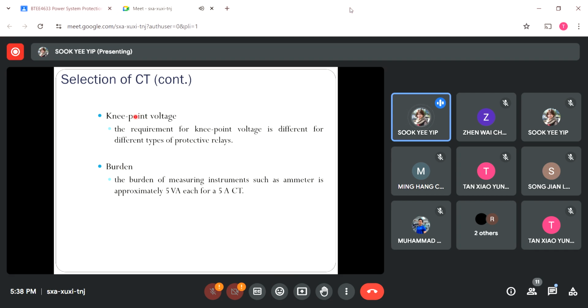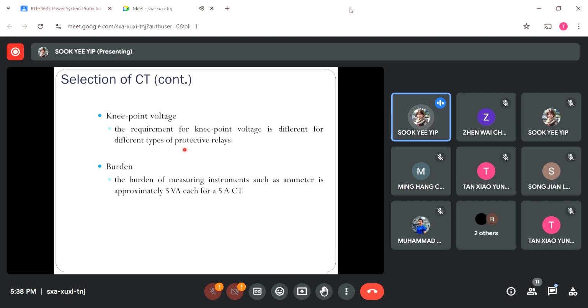In terms of knee point voltage, again based on the burden here, what would be the voltage at the secondary side? You have to ensure it is always below the knee point voltage for the different components placed at the secondary side of the current transformer, so that it will not go into saturation mode. So here are all the factors that will affect the selection of the current transformer.